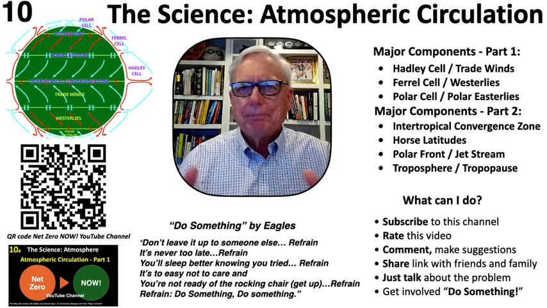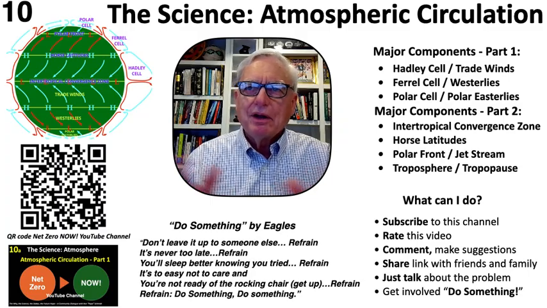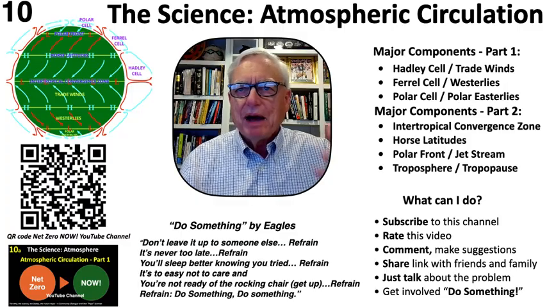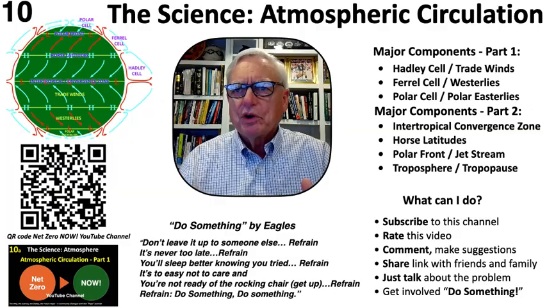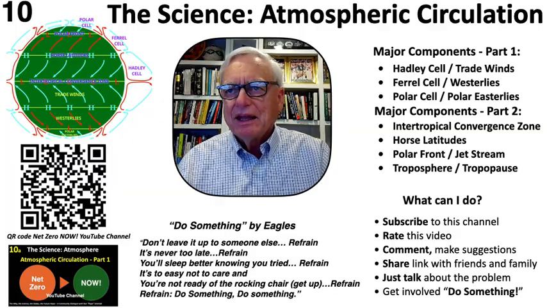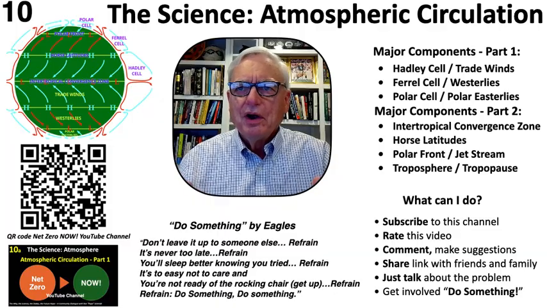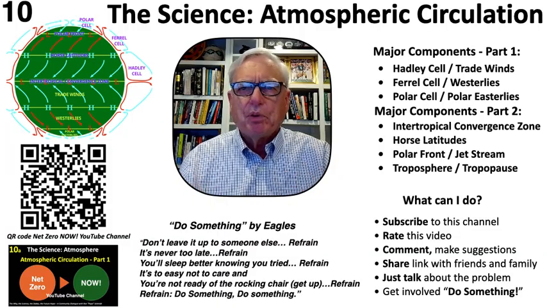So let's wrap this up. So far we've talked about Earth's circulation system and how it works. And in part one, we talked about the various different cells and their wind patterns. And then in this part, we're talking about the Intertropical Convergence Zone, the horse latitudes, the polar fronts and jet streams, and the troposphere and the tropopause.